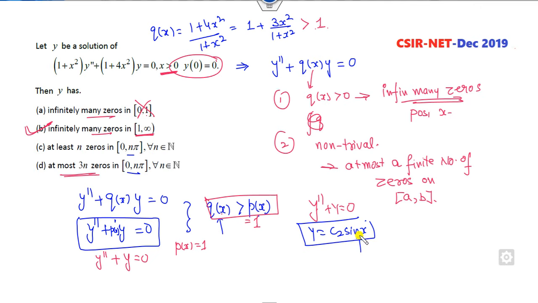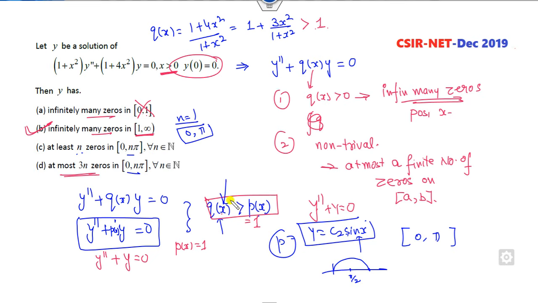This has infinitely many zeros and it has at least 2 zeros. When you take n as 1, it has 0 and pi. So when you take 0 and pi, the roots are here. So in between this value, these are the solutions of the p. So we can find the solutions of the q.